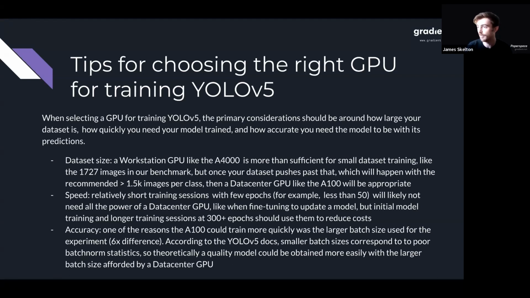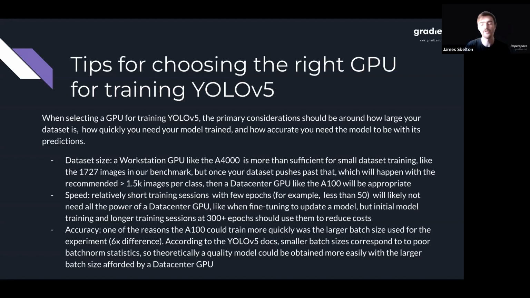If we need to consider speed, like how long the training needs to be, relatively short training sessions with few epochs will likely not need all the power of a data center GPU, like when we're fine-tuning to update a model, but initial model training and longer training sessions that are 300 plus epochs should use them to reduce costs. It's worth noting that 300 plus epochs is actually the recommended length of training for initial training for a YOLOv5 model according to the docs.